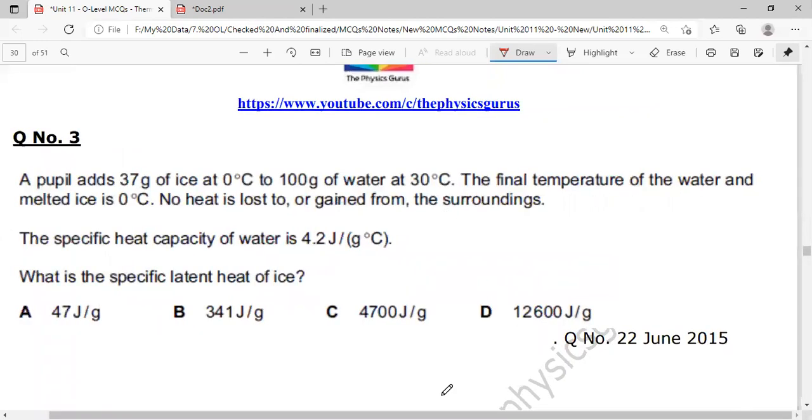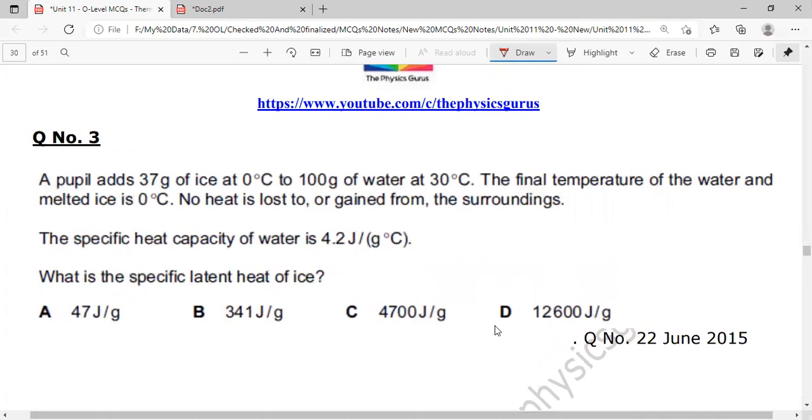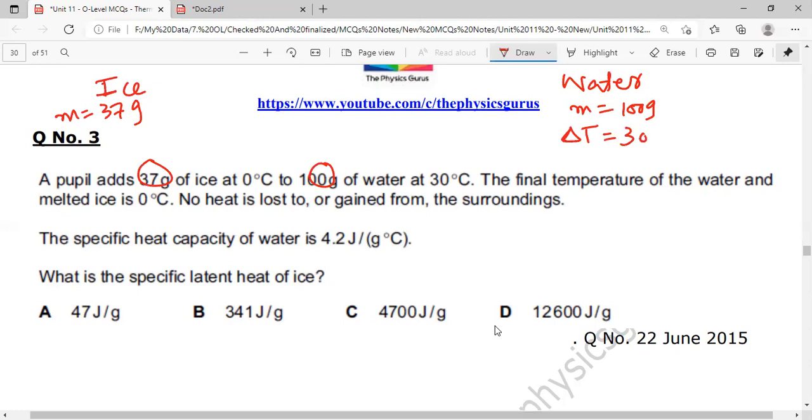This question is a bit tricky. People had 37 grams of ice. So for the mass of ice, I will write over here ice, and over here water. Mass of ice was 37 grams. What was the mass of water? 100 grams. Temperature of water, delta T, 30 degrees Celsius. And obviously ice was at 0 degree Celsius.